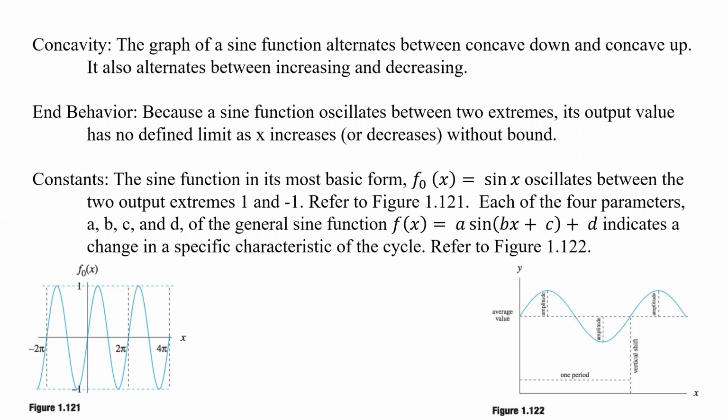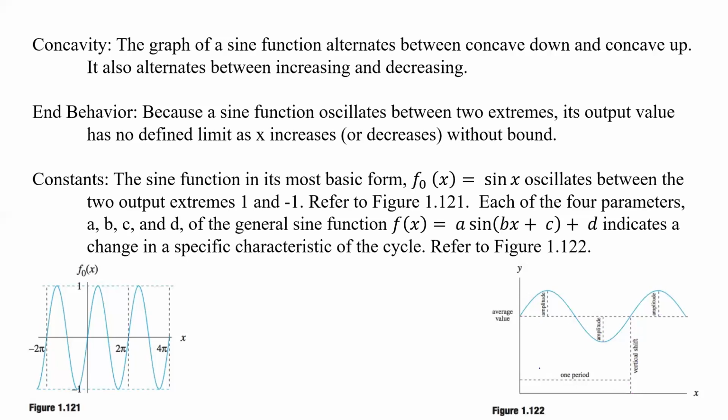Now what about constants? The sine function in its most basic form, f of x equals sine of x, oscillates between our two points like we're showing here, between 1 and -1. Each of the four parameters, a, b, c, and d of the general sine function, indicates change in a specific characteristic of a cycle. We're going to have some average value, from that point to the baseline. That's going to be our vertical shift, which is our d. We're going to have an amplitude, from the average value to the peak or the trough.